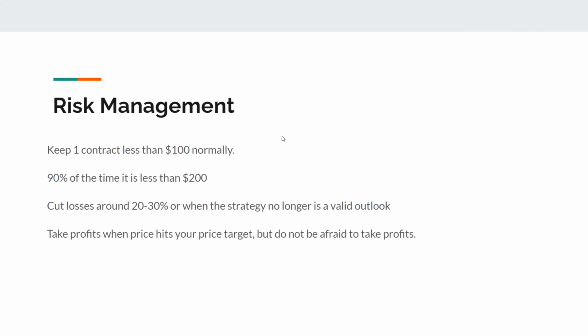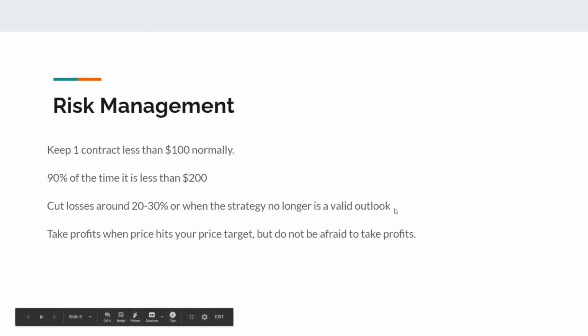An important part of my strategy is risk management. I generally try to keep one contract less than $100. 90% of the time, I would say it's less than $200. I have a strict cut losses, or I guess a strict range, 20 to 30%, depending on the stock and how it's playing out, though I will make exceptions for riskier plays, or if something still has potential and it hasn't broken its support, just maybe IV has crushed or something like that. I will only take prices like we discussed earlier whenever it hits my price target, but never be afraid to take profits.